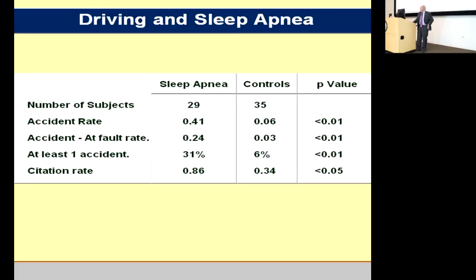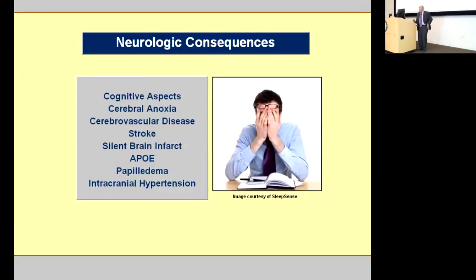So here's, for example, the accident rates for these folks. I think the top is taking away my ability to see exactly what it says, but basically 29 people with sleep apnea, and there were 35 controls. The accident rate for the sleep apnea patients was almost 10 times, 8 times higher. And the accident rate at fault was, again, 8 times higher. And then, as you can see, 31% of people with sleep apnea had at least one accident. So that, you know, it's, again, to restate something: this disease is subtle. I've had people say, I don't really feel bad during the day.